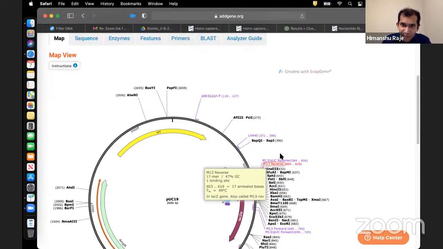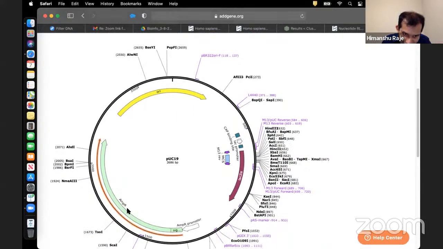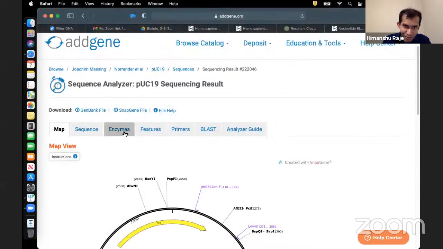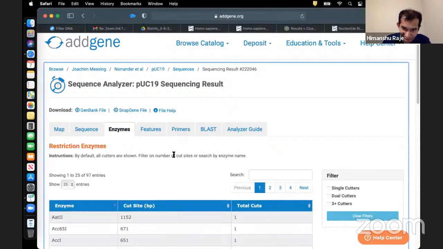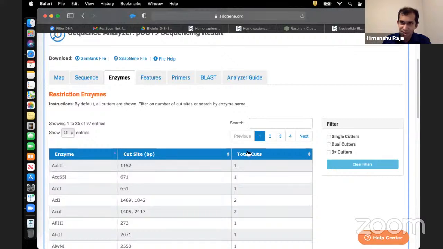So figure out which enzymes can cut just once in this plasmid. Of course, don't disrupt the antibiotic resistance gene. We want to keep that intact. You can go to enzymes right here and it tells you how many enzymes can give just one cut.